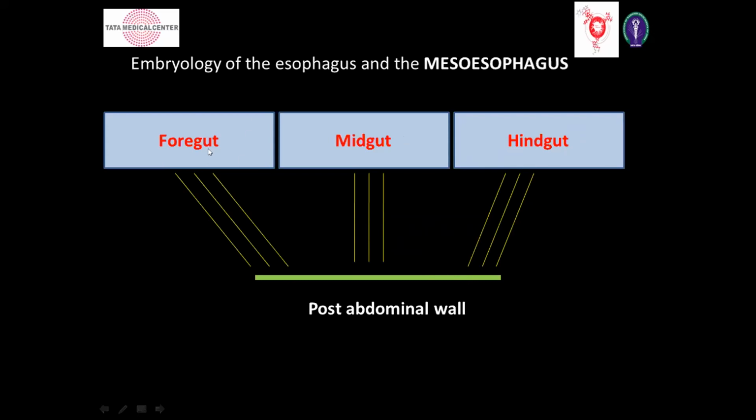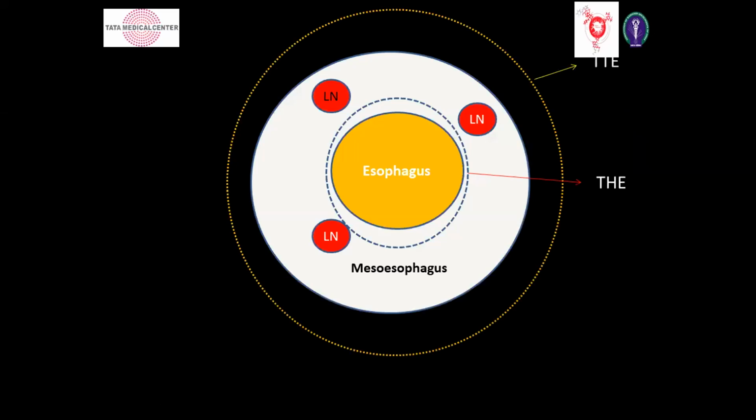So what exactly is that mesoesophagus? It is the lymphatic-bearing fibrofatty tissue surrounding the esophagus. Why is the mesoesophagus important? Because just like in rectal cancer, if the tumor is bulky and the tumor reaches up to the margin of the mesoesophagus and that margin comes positive, that gives a bad prognostic factor in esophageal malignancy.